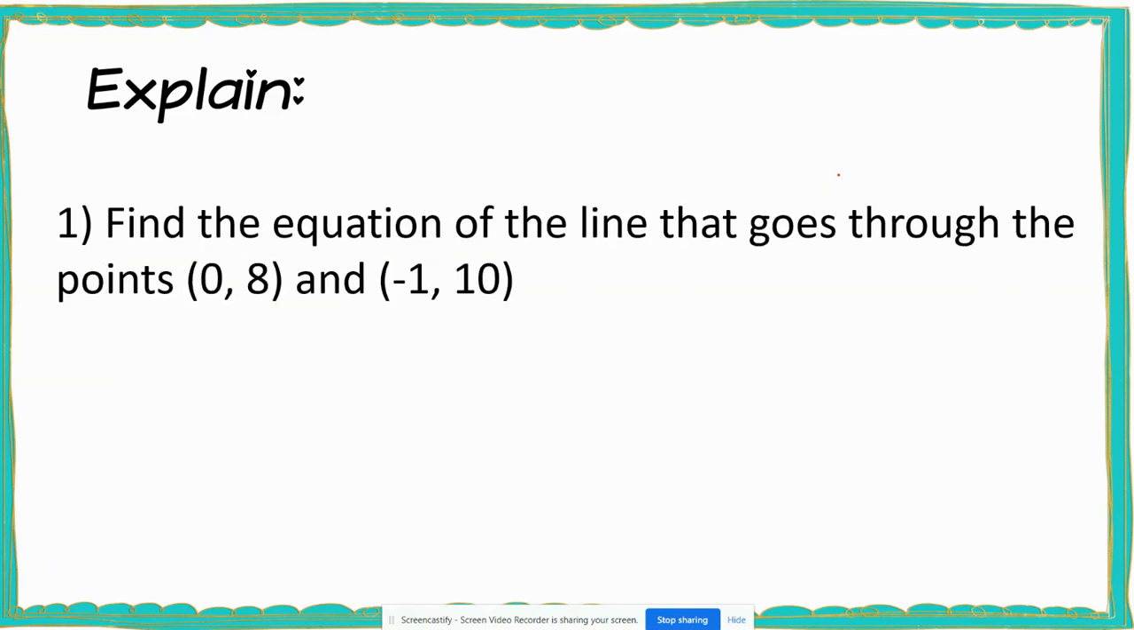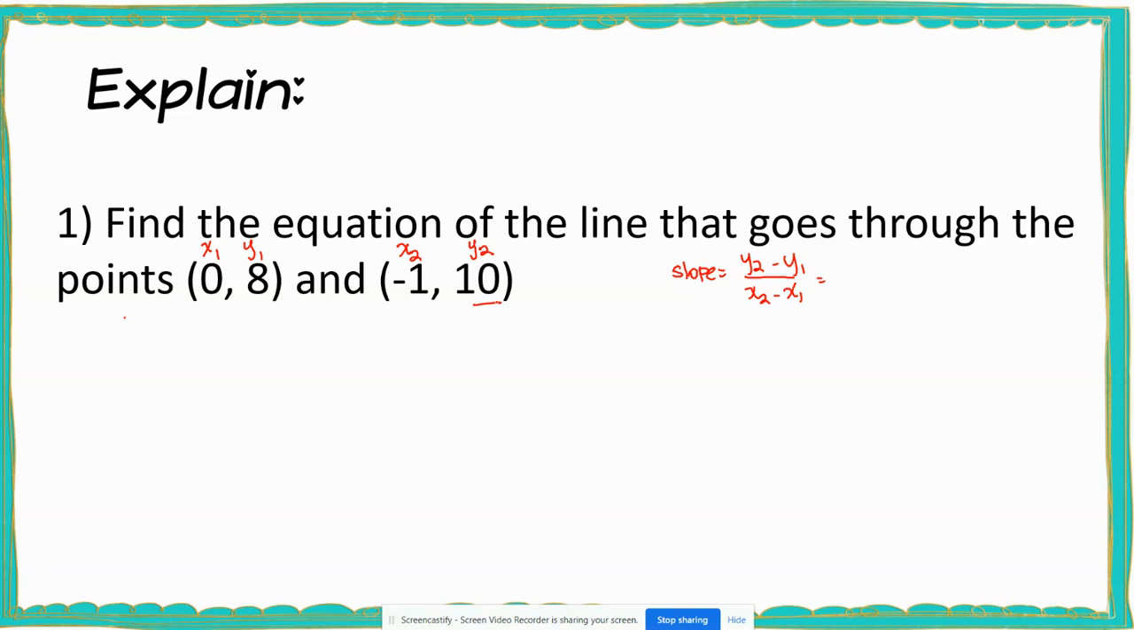Number 1 says find the equation of the line that goes through the points (0, 8) and (negative 1, 10). Well, again, our first step is to find slope. So remember that to find slope, we always use our formula y sub 2 minus y sub 1 over x sub 2 minus x sub 1. Well, our first point is going to be x sub 1 and y sub 1. Our second point will be x sub 2 and y sub 2.